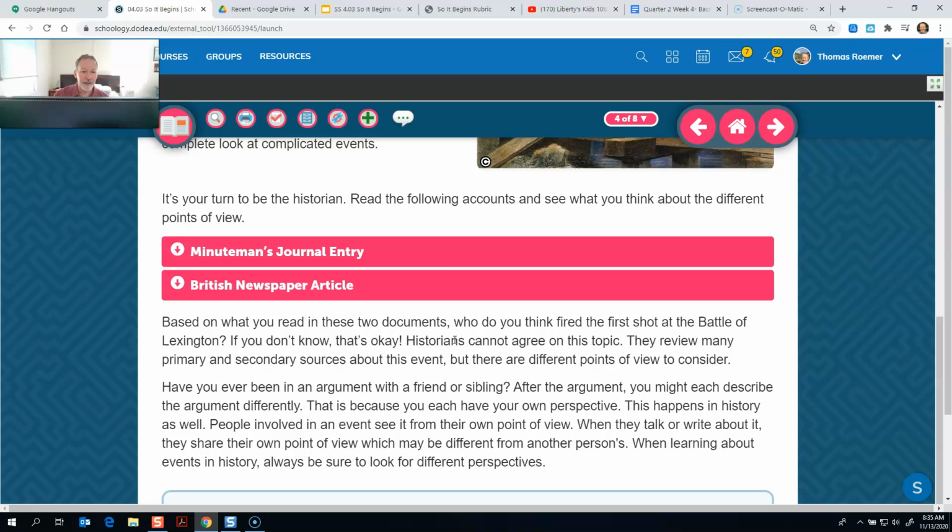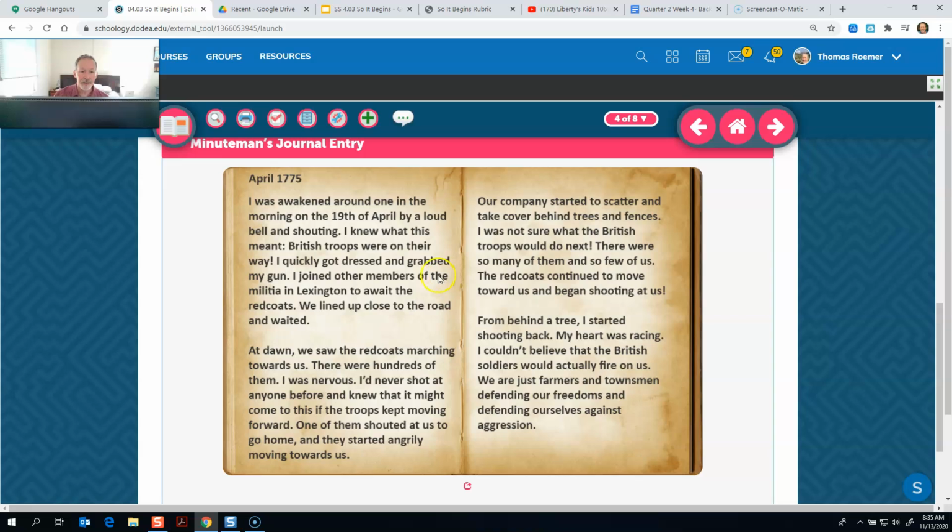So if we take a look here, we can see 2 different accounts of the battle. Here's a Minuteman's journal entry, and you see the words, I was awakened around 1 in the morning. So this was written in first person. This is also a document that shows exactly what happened from the soldier's point of view. This is called a primary source. A primary source was written or put together by someone that was actually at the site.